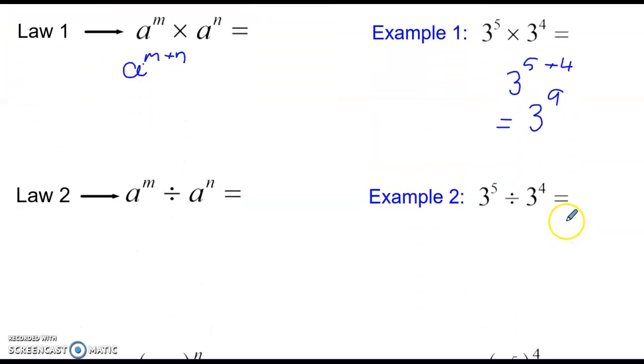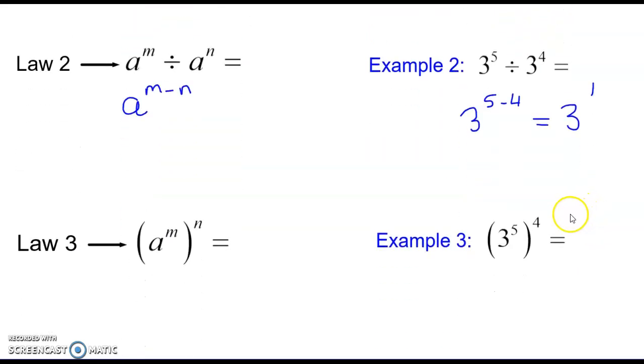Law number 2, if you recall, looked at what happens when we divide exponents that have the same base, or powers that have the same base. What do we do with the exponents? So our law says a to the m divided by a to the n is equal to a to the m minus n. So for our example, we have 3 to the 5 divided by 3 to the 4. That's the same thing as saying 3 to the 5 minus 4, which is equal to 3 to the power of 1.